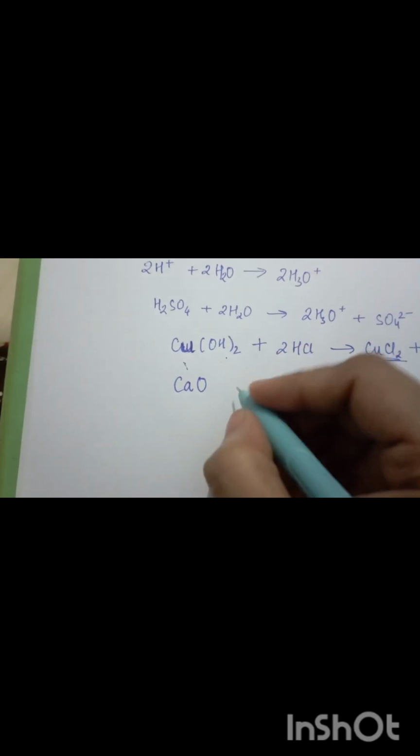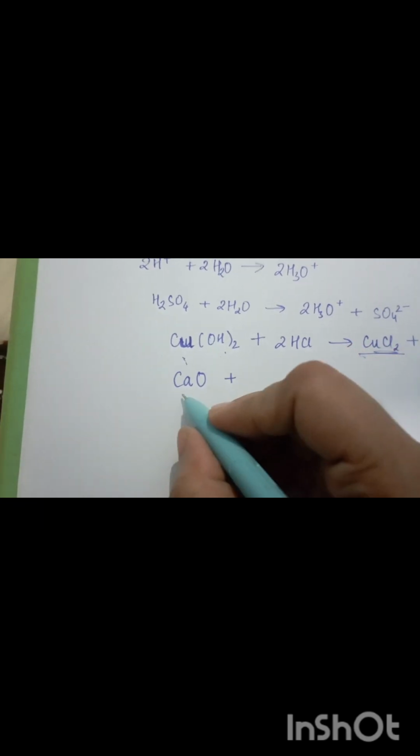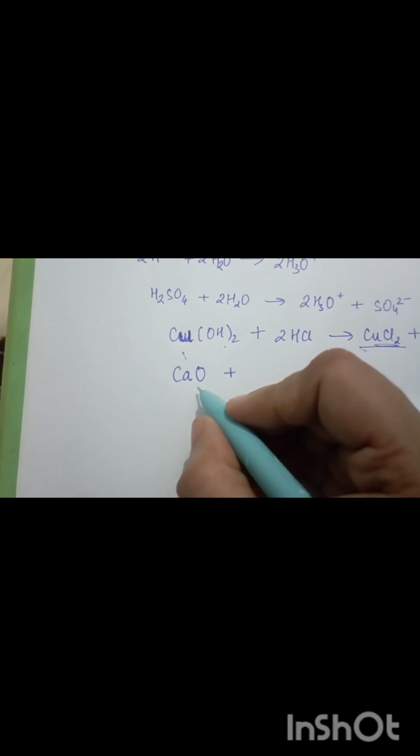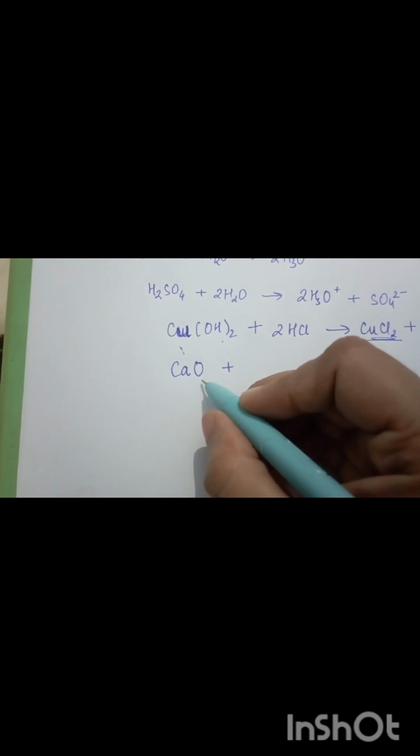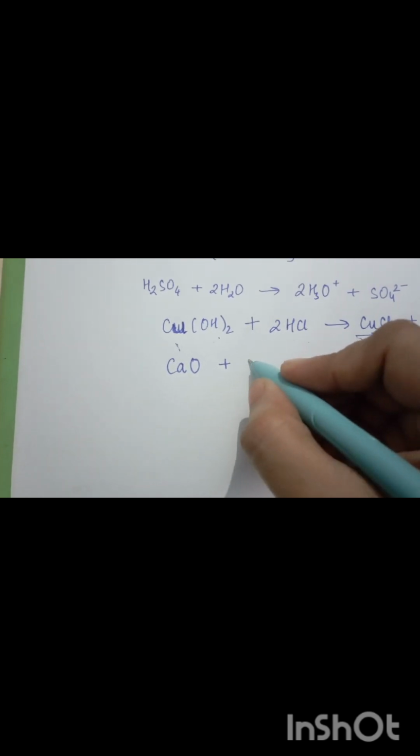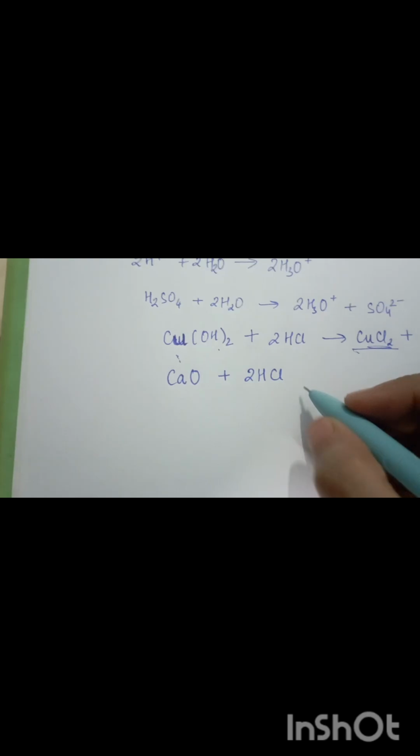Okay beta. Similarly, you can take a metal oxide also. Metal oxide is also a base, na? Metal oxides as well as hydroxides, both are bases. So here I have taken calcium oxide. Calcium is a metal and its oxide is calcium oxide, CaO. Calcium has valency +2 and oxygen -2, so its chemical formula will be CaO. Now I have taken 2HCl, or you can take H2SO4 also.